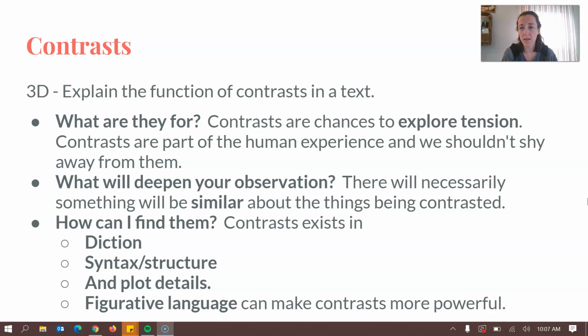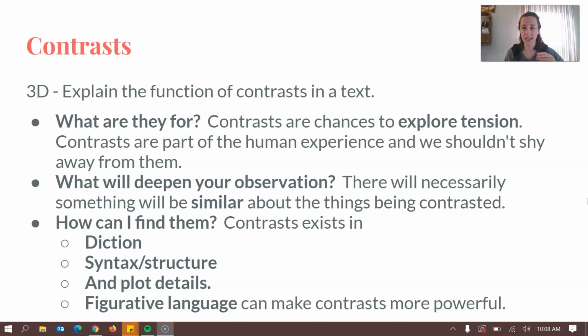So for the creative analysis, we're going to look at contrasts in a text, but I'm also going to use this to talk about evidence and the power of evidence for the arguments that you're making. All right, so this is a skill we've done once before. We did it with Lord of the Flies. We are looking again at contrasts in a text, and I like this because it's very evidence-driven, which is the point of this week. What are contrasts for?